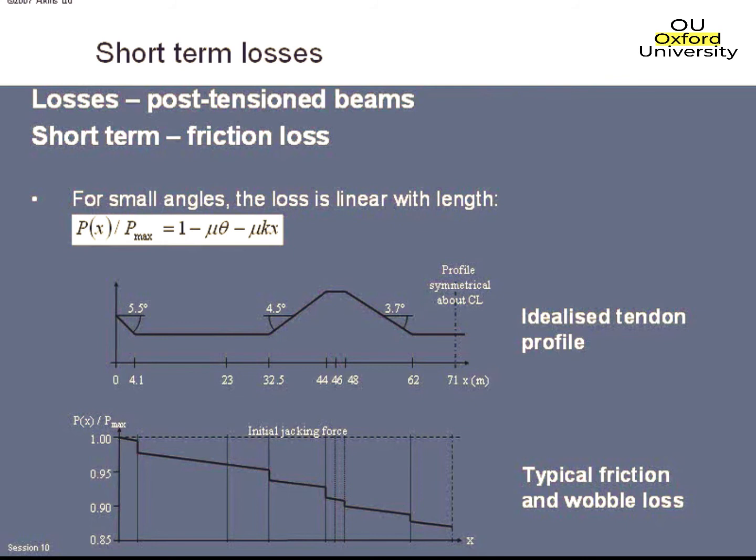4.1 meters along, we have a sudden angular step change of 5.5 degrees. That's a minus mu theta term, which gives us a step change in the force in the cable. Then for the next leg from 4.1 to 32.5 meters, again we just have a straight profile. So we have some wobble loss, no friction loss from curvature, and we're again descending on a line parallel to the first gradient. It is quite a good way of quickly plotting out how your force variation is going.